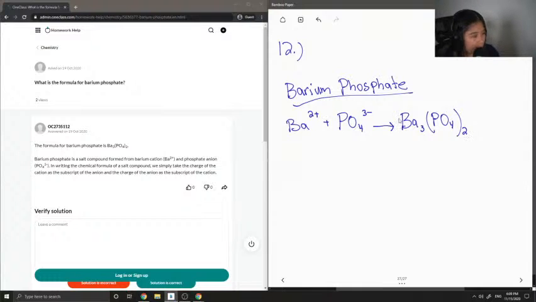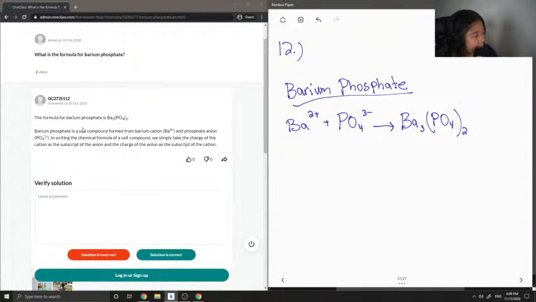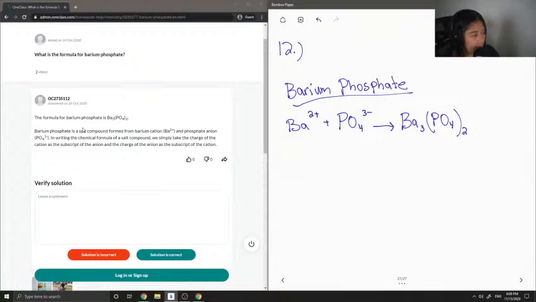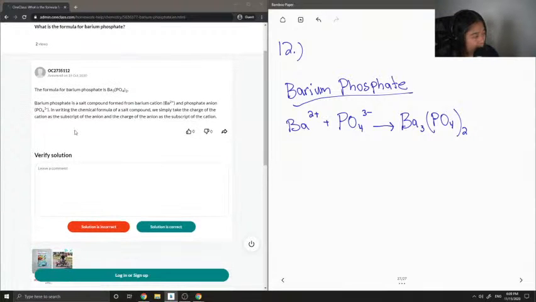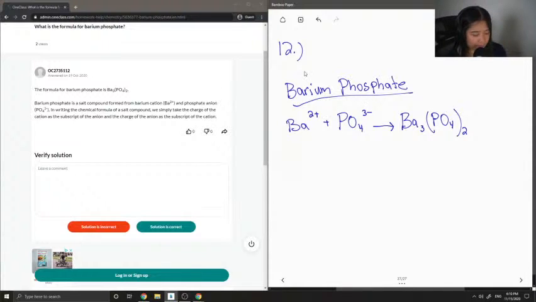Okay, so let's see what the junior tutor said. Formula for barium phosphate is Ba3PO4 2. Barium phosphate is a salt compound formed from barium cation Ba2+, and phosphate anion PO4 3-. In writing the chemical formula of a salt compound, we simply take the charge of the cation as the subscript of the anion, and the charge of the anion as the subscript of the cation.